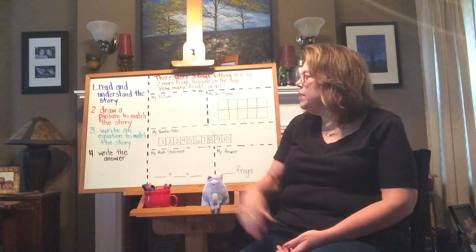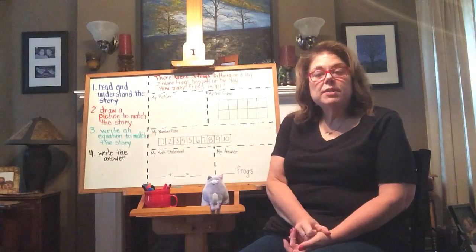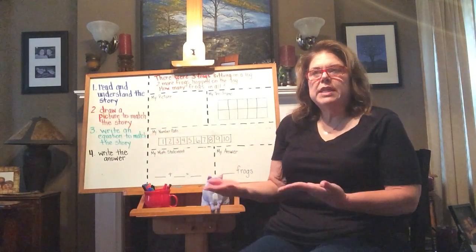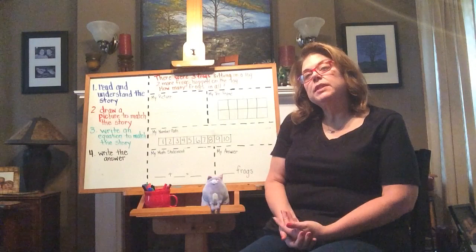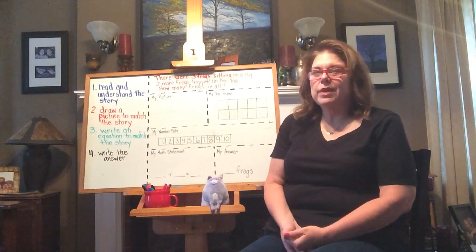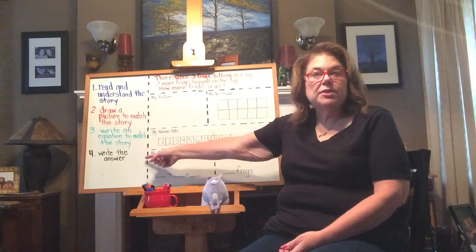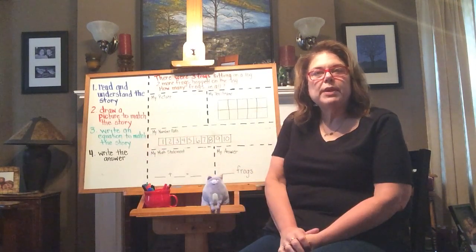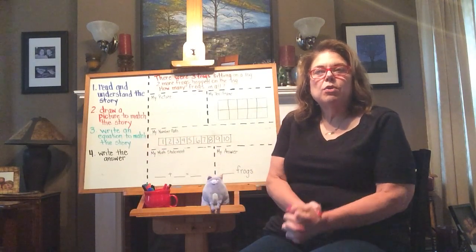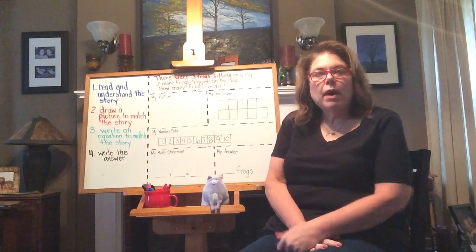Third thing we have to do is write an equation to match the story. So we're going to tell the story now, but just using numbers and symbols, writing that equation that we're really good at. And the last thing we have to do is write the answer. We're going to have a special place that we want to make sure we put the answer on our story problem. So let's get started and look at our story problem for today.